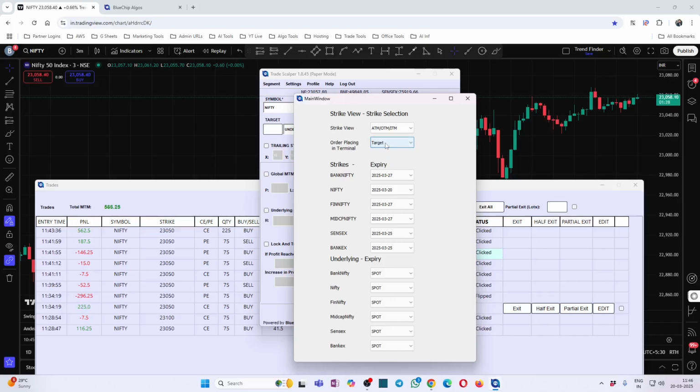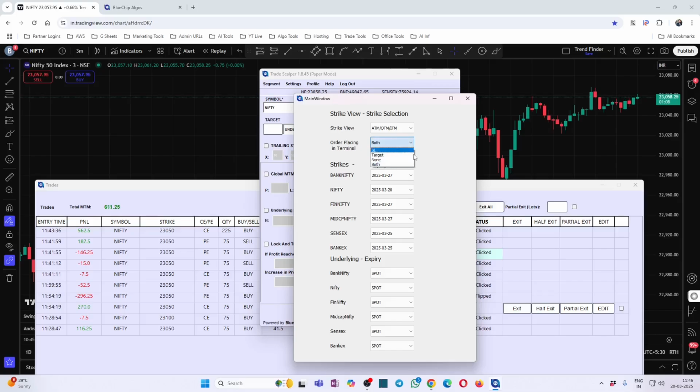Some people say that I only want to send target, I don't want to send stop loss. So this application will keep the stop loss in its memory, whereas it will send the target to the broking terminal. Or if you want none, if you want the application to remember both without sending anything to the broker, you can do that also. Or if you want to send both also, you can do it.